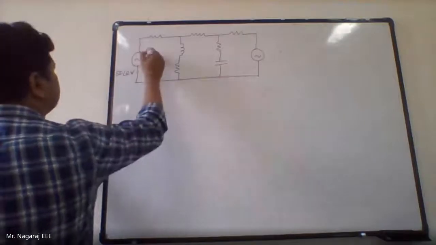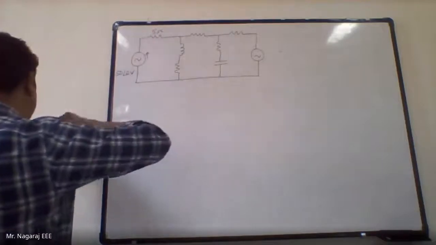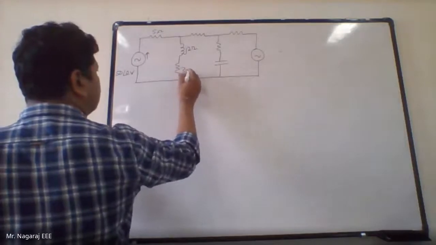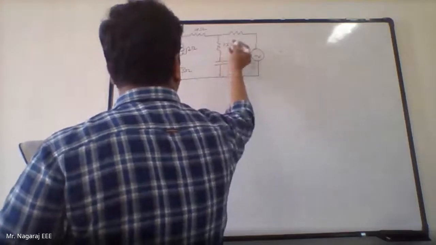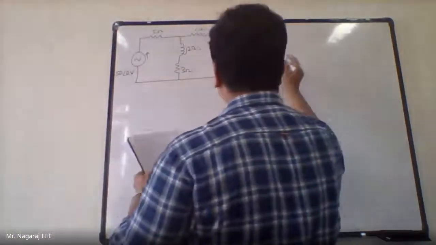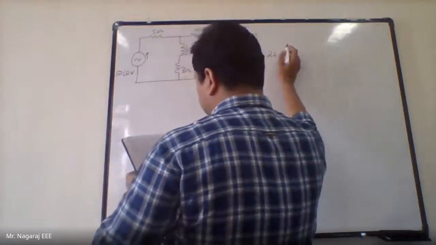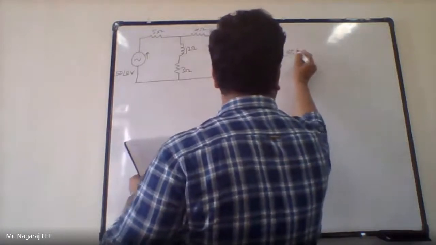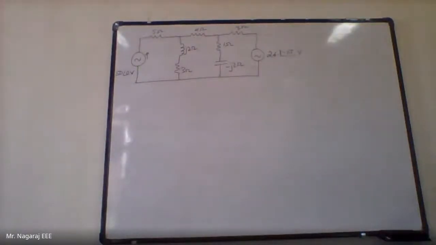Fifty at an angle 0 volts. Direction is upward. 5 ohms. J2 ohm. 3 ohms. 4 ohms. 1 ohm. -J2 ohm. 3 ohms and 26 at an angle -65 degrees. So this is the given circuit.